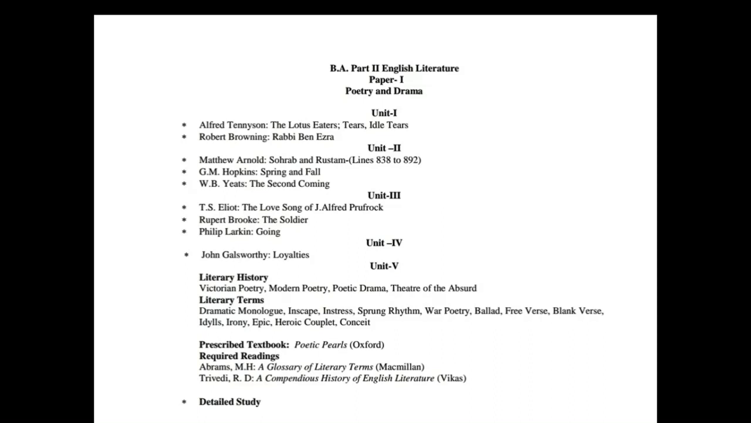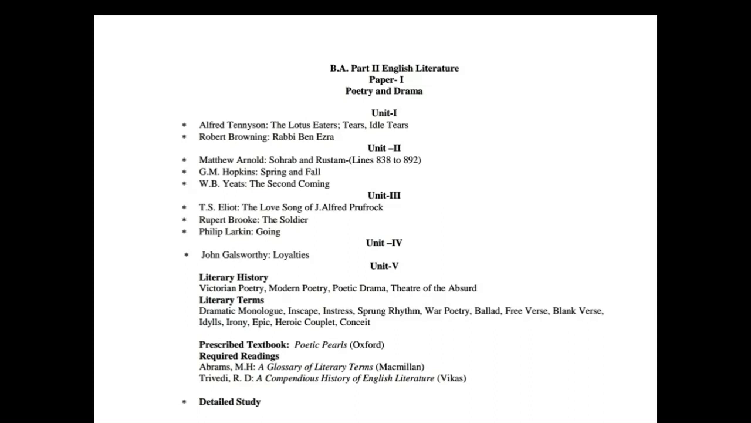Philip Larkin is an English poet and novelist. The next, the dramatist John Galsworthy. John Galsworthy was an English novelist and playwright, and he also won the Nobel Prize in Literature in 1932, and his play Loyalties is prescribed in our syllabus.